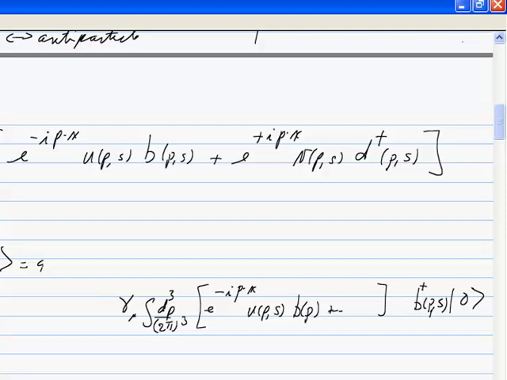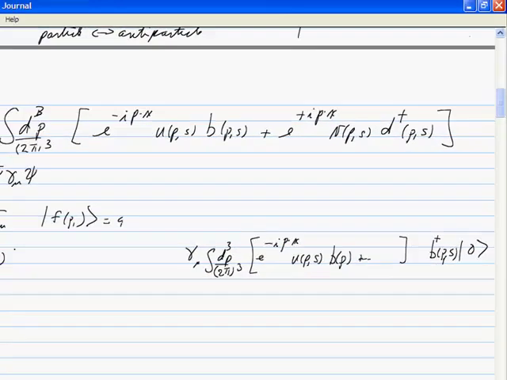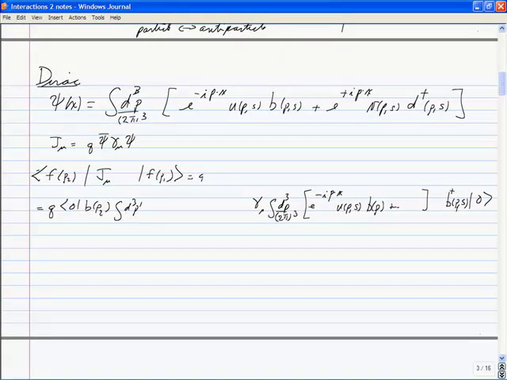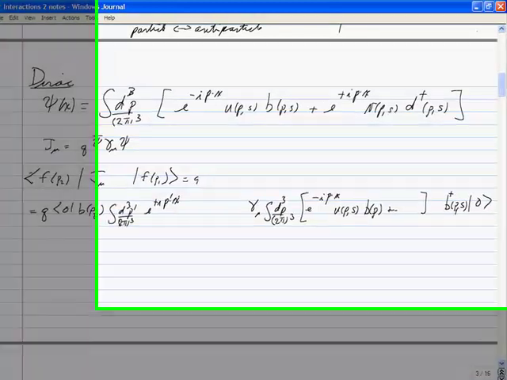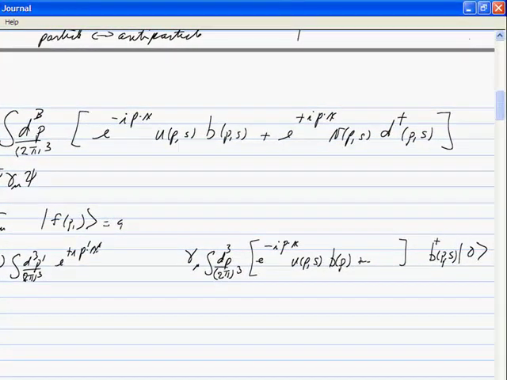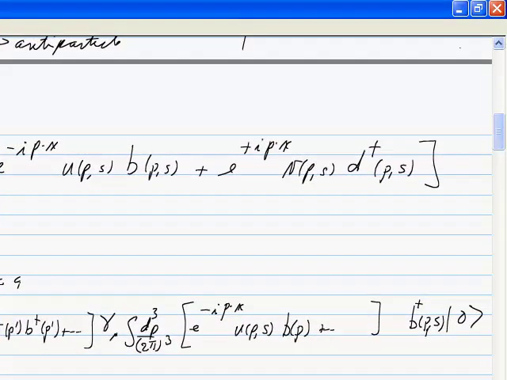Alright, so there's psi. Psi bar sits on the other side then, and it's the integral d3p prime, just an integration label, over 2 pi cubed. I have e to the plus i p prime dot x, u bar of p prime, b dagger of p prime. Okay, so there's the important stuff. The d's aren't playing any role here because they can't do anything.